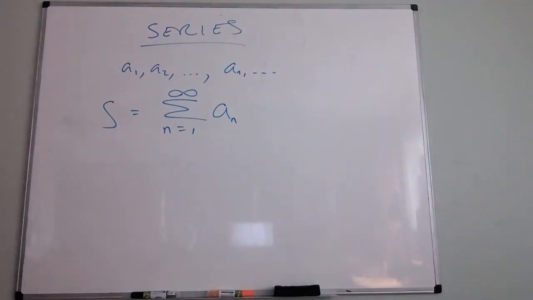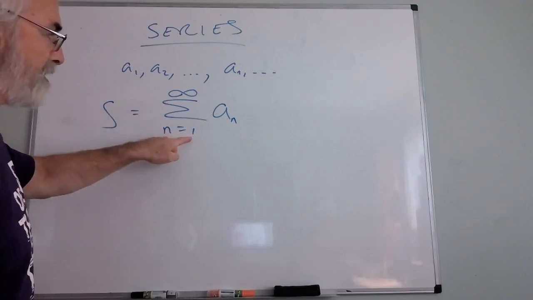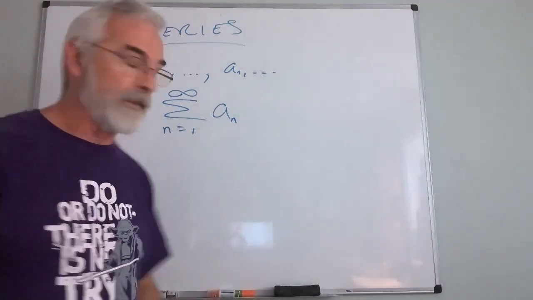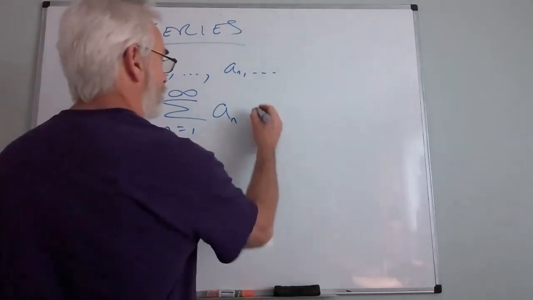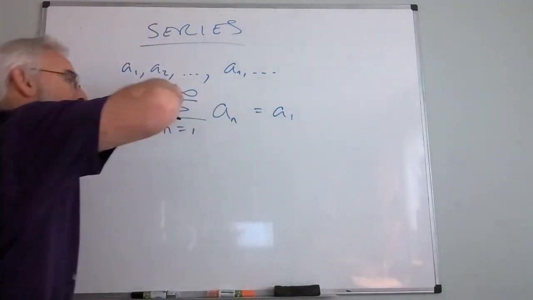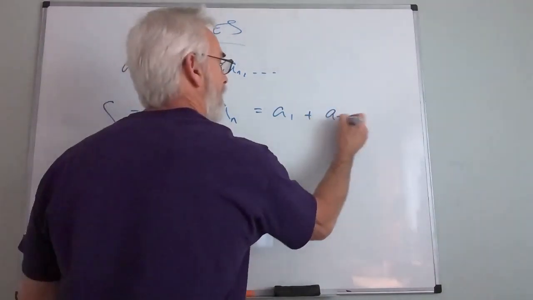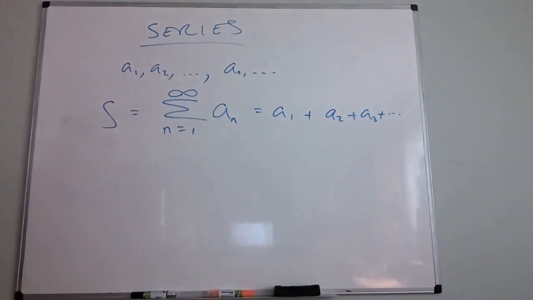Now, in case you forgot what that notation means, that's the summation symbol. This is called the index or the counter. And counters always increment by 1. So I'd start with n equal 1, and that would give me A1, added to, now I go to n equal 2. Now I go to n equal 3. When do I stop? I don't. It's an infinite list.